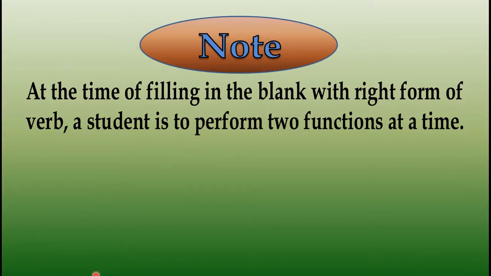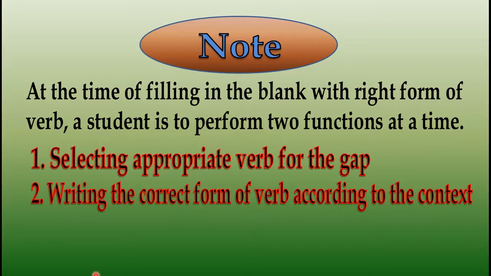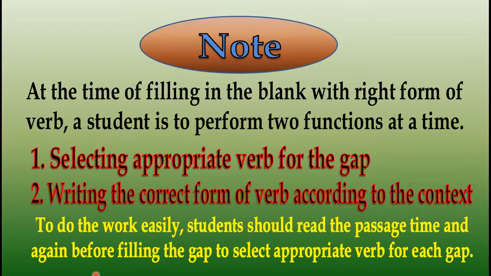At the time of filling in the gap with right form of verb, a student is to perform two functions at a time. Number 1, selecting appropriate verb for the gap. Number 2, writing the correct form of verb according to the context. To do the work easily, students should read the passage time and again before filling the gap to select appropriate verb for each gap.